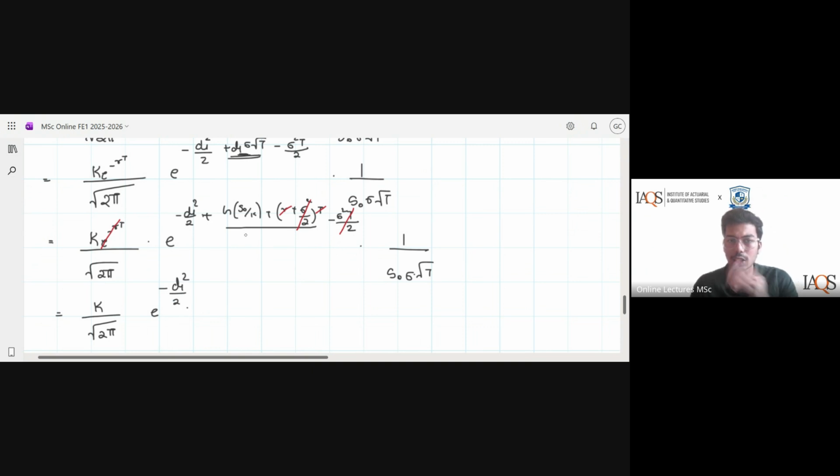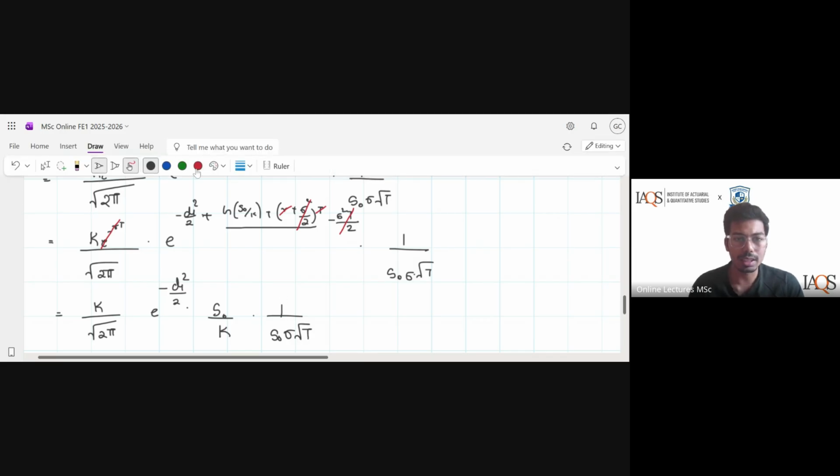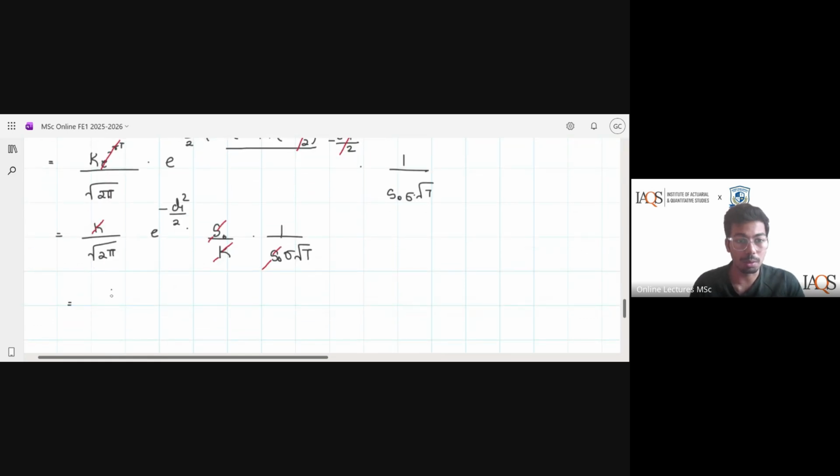Can I say this will become S0 by K in there? Because e raised to log of S0 by K is S0 by K. Fair enough. e raised to log of X is X itself. And everything else had gotten cancelled out into 1 upon S0 sigma root T. Can I say S0, S0 will get cancelled? K will get cancelled. What am I left with? 1 upon root 2 pi e raised to minus d1 square by 2 into 1 upon sigma root T.